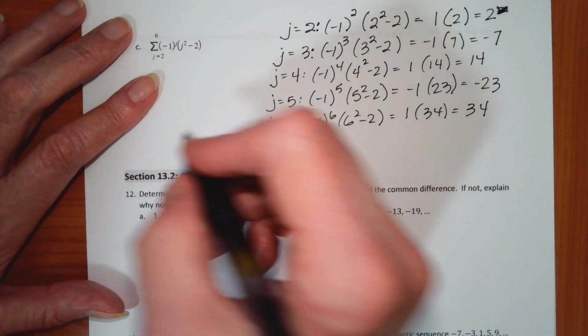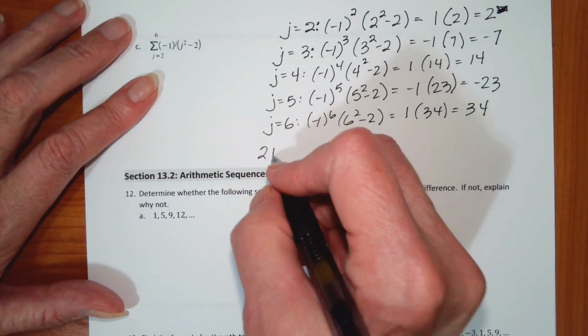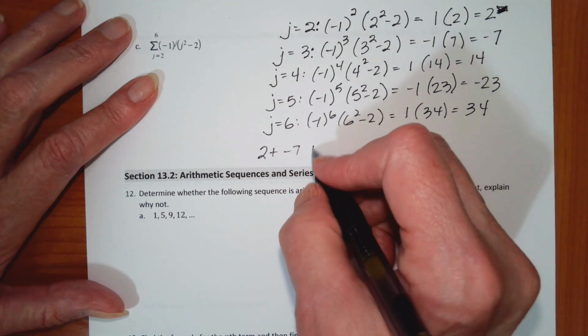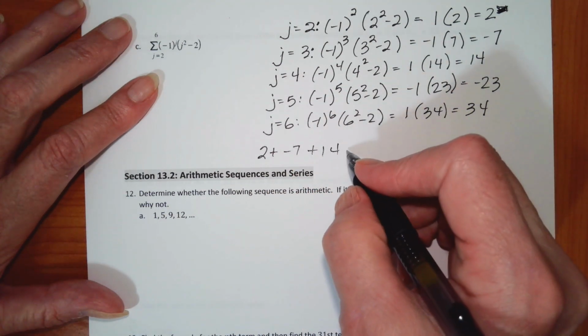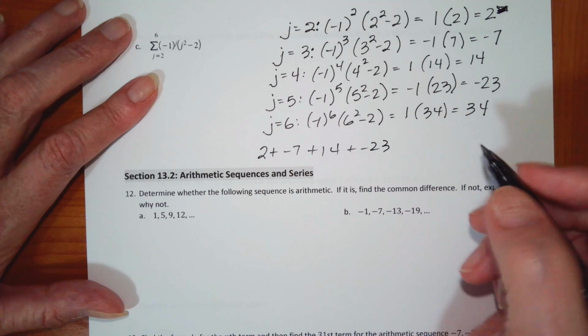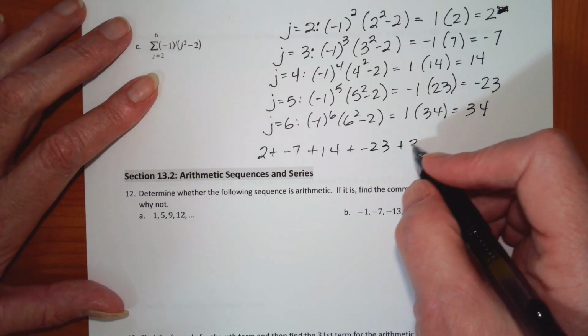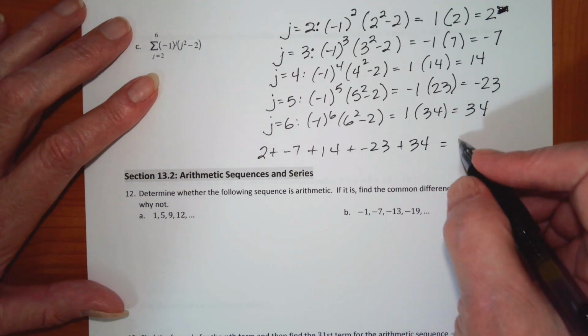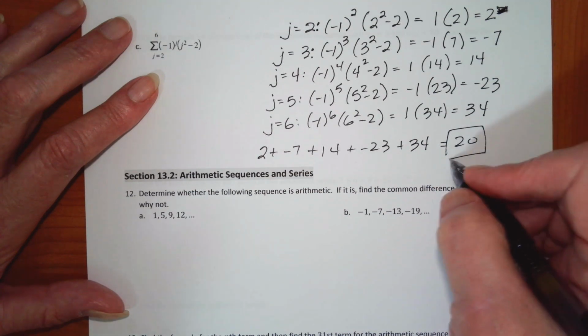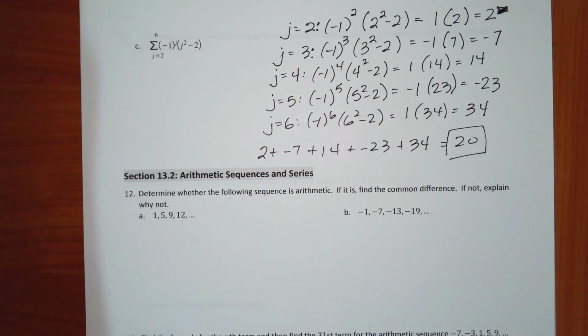And then if you add all these up, 2 plus negative 7 plus 14 plus negative 23 plus 34 is equal to 20. And I'll stop here.